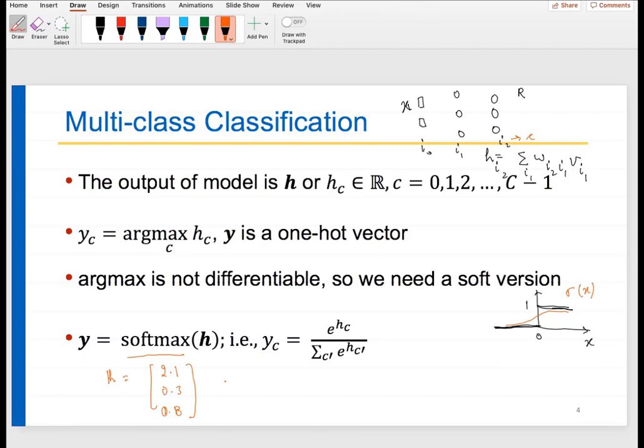What will be my y in this case? Can you calculate using this formula? What will be my y? Okay, you don't have your calculators. Mobile phones.